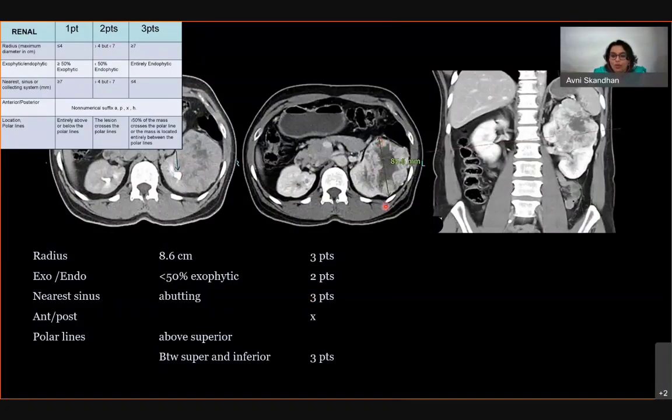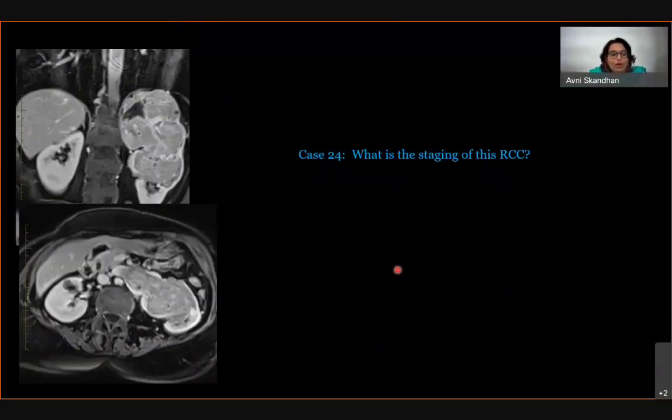You cannot say it's anterior or posterior because it is extending all across. So it becomes X, means you cannot say it is A or P, it becomes X. And in the polar lines, if you look, it's there at the superior pole, it's going below the polar lines, and it's going to be between the polar lines. So again, it becomes 3 points. So this total becomes 11 points, 11x. 11x becomes the severe stage. There are 3 categorizations. Read up nephrometric score for your reporting and for your exam point of view, both. Now, what is the staging of this RCC?